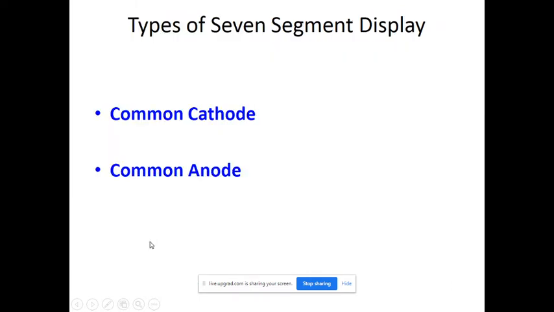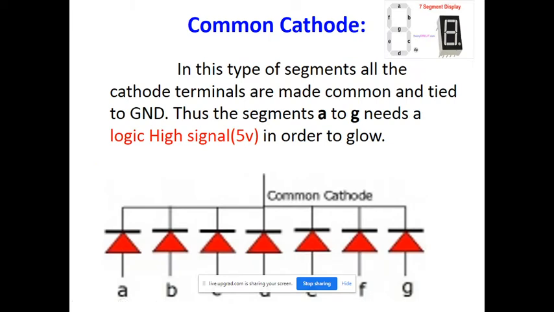Now these 8 LEDs are connected in two ways or two configurations: either common cathode or common anode. In the common cathode configuration, all cathodes are connected together and it becomes a common cathode, connected to the ground position. Under this condition, when this common point is connected to ground and you want to turn on an LED at a particular terminal, we provide particular data.